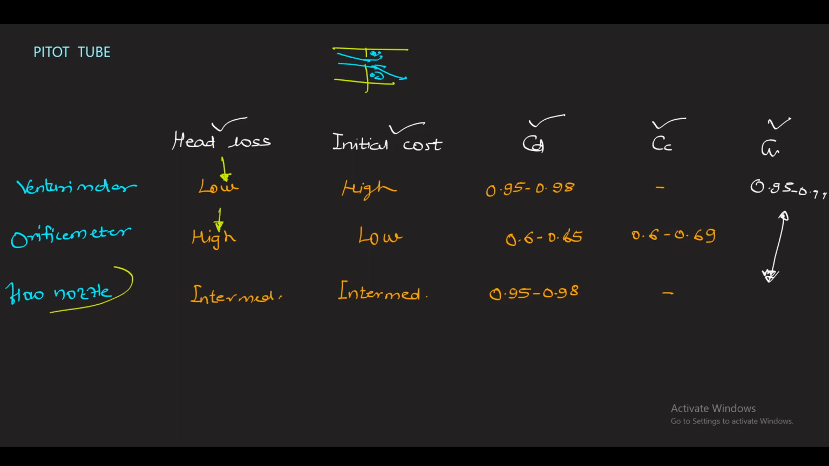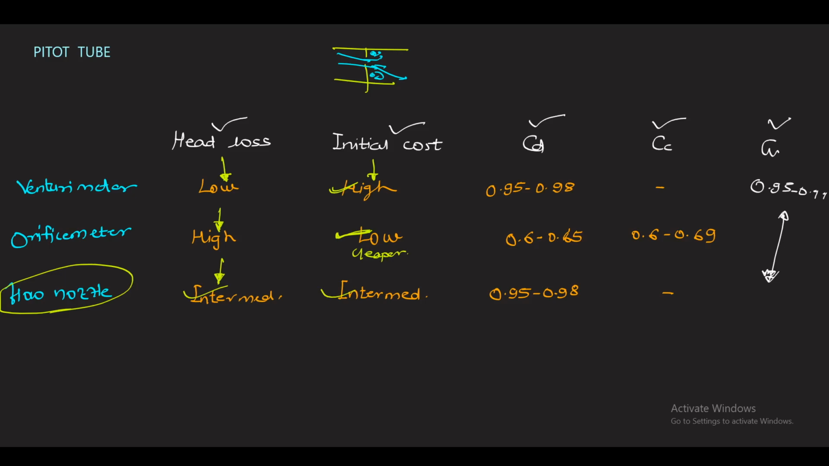In the flow nozzle, as just the divergent part is neglected, the head loss is intermediate as compared to the Venturi meter and the orifice meter. Then the initial cost. The initial cost of the Venturi meter is high. The orifice meter is much lesser, it is cheaper as compared to the Venturi meter, and in the case of the flow nozzle, it carries intermediate values.